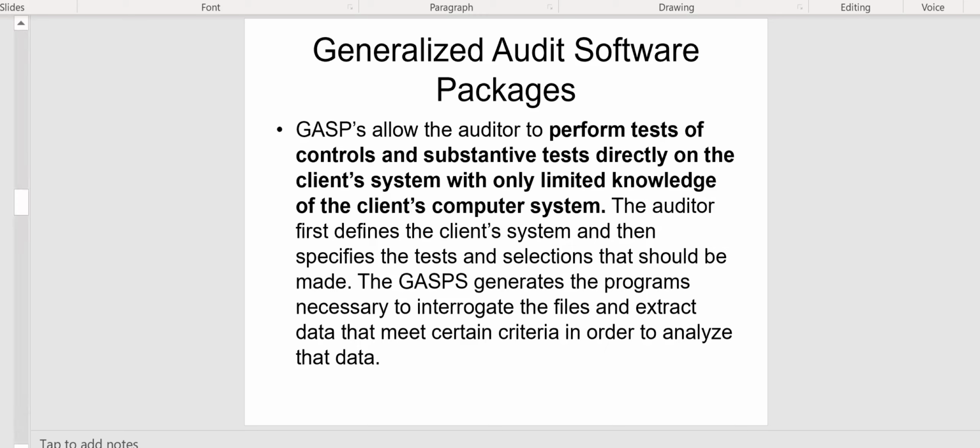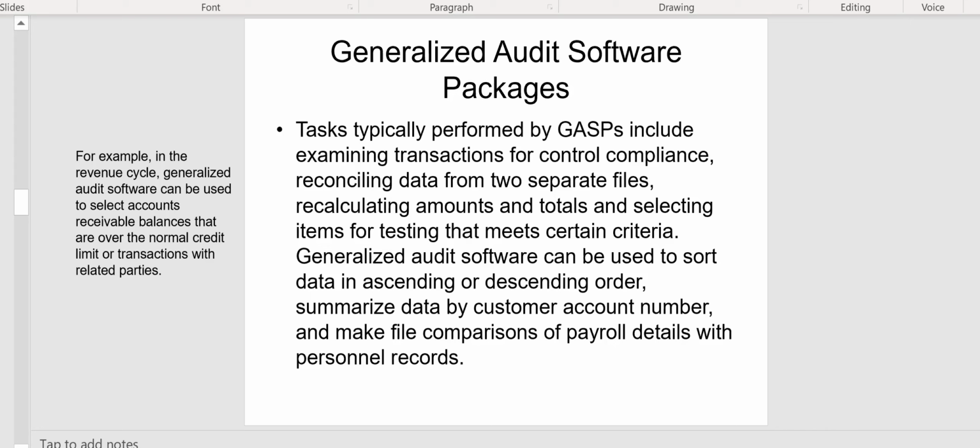So tasks typically performed by generalized audit software packages include examining transactions for control compliance, reconciling data from 2 separate files, recalculating amounts and totals, and selecting items for testing that meet certain criteria. Generalized audit software can be used to sort data in ascending or descending order, summarize data by customer account number, and make file comparisons maybe of payroll details with personnel records. Here's an example of the use of generalized audit software. It can be used to select accounts receivable balances that are over the normal credit limit, or maybe select transactions with related parties.